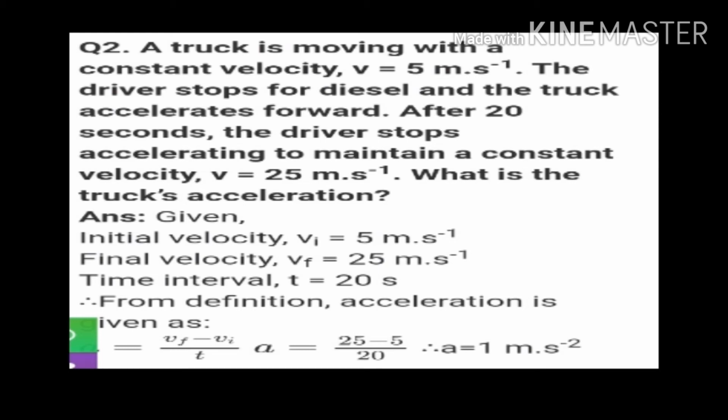According to the question, we put all the values which are given in the question. So here initial, final and time travel are given. Initial velocity Vi is equal to 5 meter per second. Final velocity Vf is equal to 25 meter per second. Time travel t is equal to 20 seconds. From the definition, we put the acceleration formula here, and the formula is final velocity minus initial velocity upon time. So 25 minus 5 upon 20, which is 1. So we got here the truck's acceleration is 1 meter per second squared. So this is the second question on acceleration.